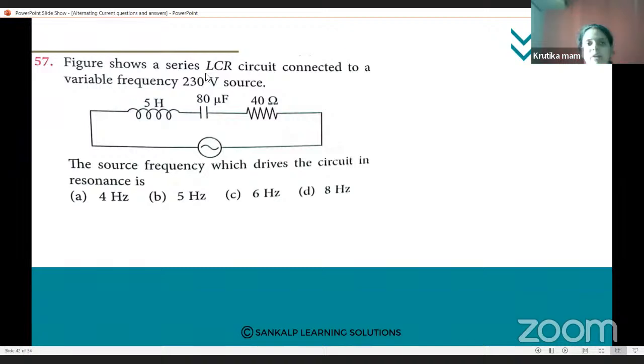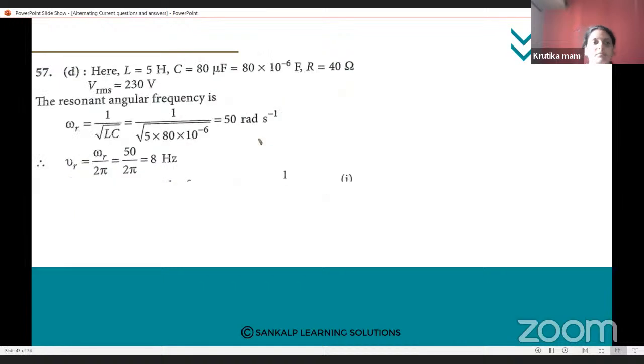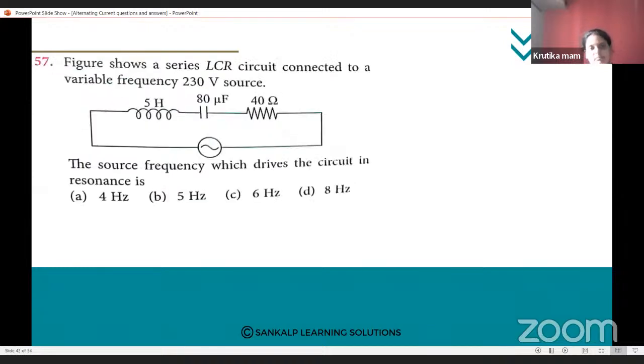The next question. You have a figure, an LCR circuit. The voltage is given as 230 volt. You need to calculate the source frequency which drives the circuit in resonance. Options are given: 4 hertz, 5 hertz, 6 hertz, 8 hertz. When we discussed the quality factor, the concept of resonant frequency came up. So in the given question, copy down the question, then I'll tell you the hint.